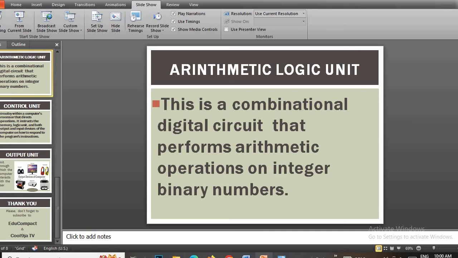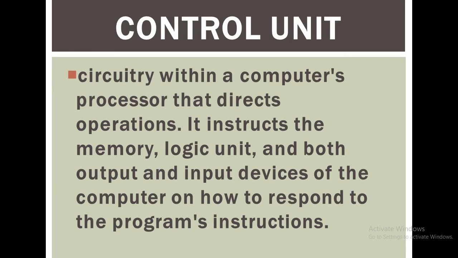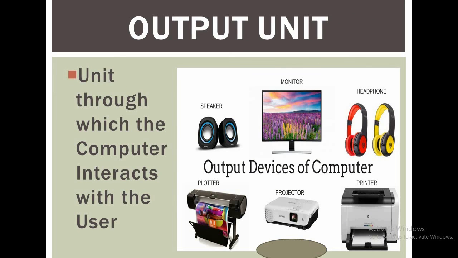Do you have any question? So I believe you now understand how the ALU and the control unit work, and how they work together. This one will not leave the other one. The two of them make up what we call the central processing unit. So the next unit that we are looking at is called the output unit, the unit through which the computer interacts with the user.